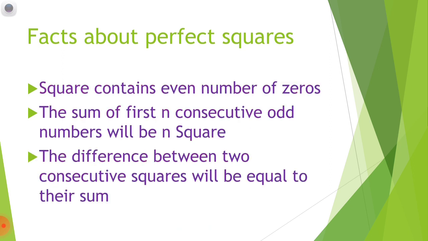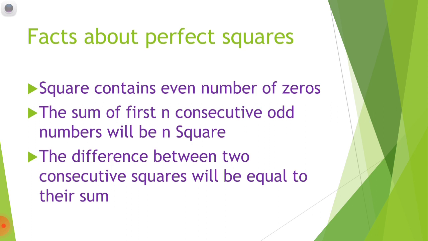Next, squares contain an even number of zeros. When they give a big number with many zeros, we can tell whether it is a perfect square or not by seeing the number of zeros. If it is even, then it is a perfect square.